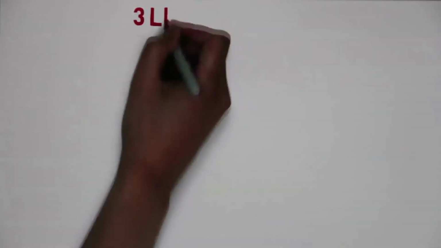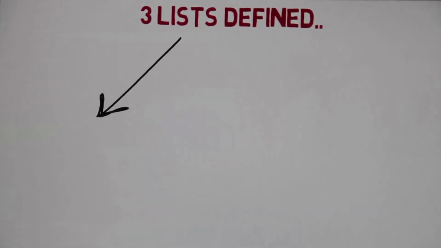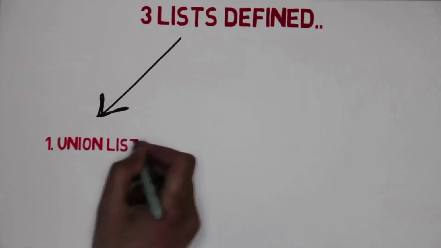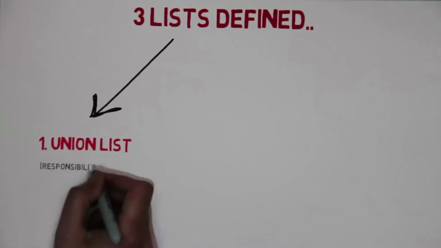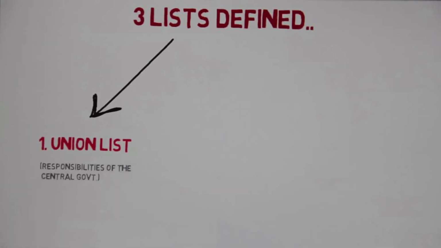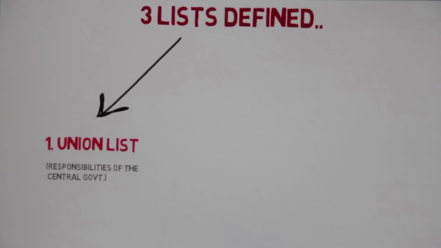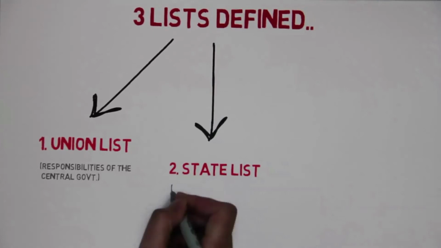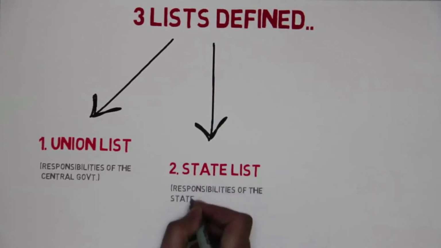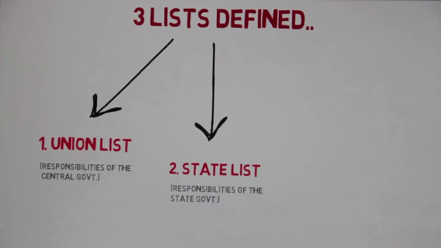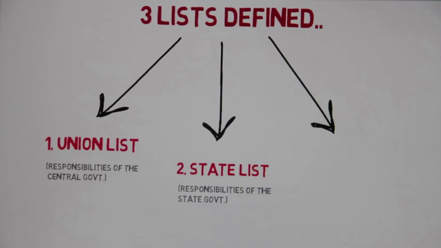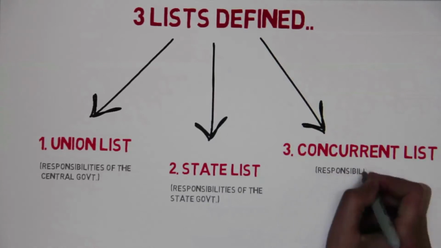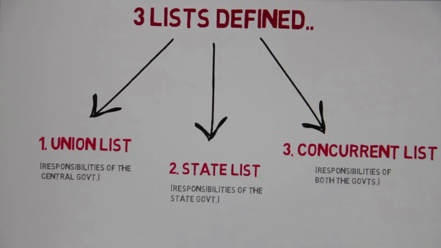To delegate responsibilities to the government, there are 3 lists defined in the Constitution of India. First, the Union List, which defines the responsibilities of the central government, for example, defense, atomic energy, etc. Then, the State List, which defines the responsibilities of the state government, which includes taxes on lands and buildings. And finally, we have the Concurrent List, which defines the responsibilities of both the governments, for example, electricity, water, etc.